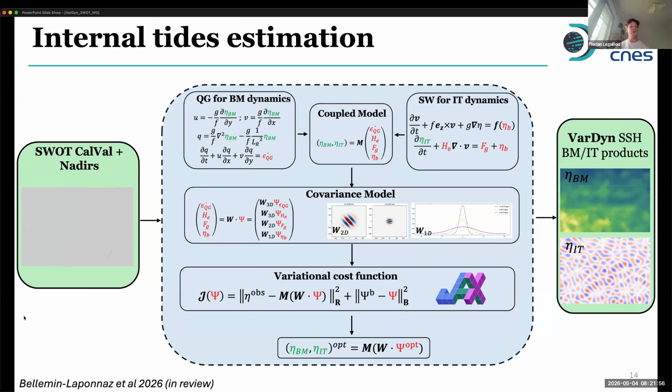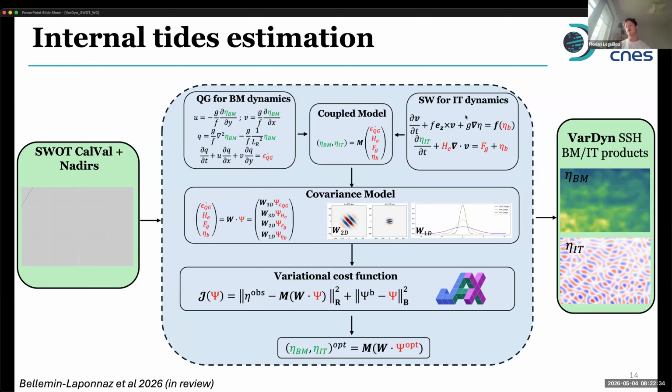This is in the context of the PhD of Valentin Belman-Laponaz, who has been working with us for several months and is still continuing this study. He has implemented a dynamical constraint specific to the internal tide dynamics. We still have the QG for the balanced motion, BM stands for balanced motion, and now we add a new dynamical constraint, a shallow water model. It's a linear shallow water model. You have the prognostic equations here.